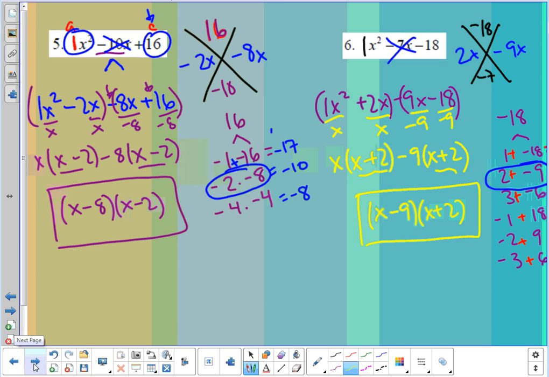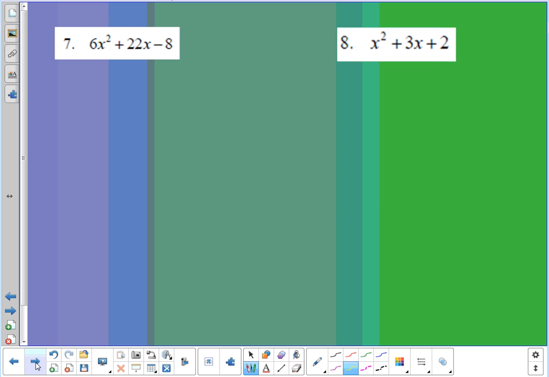All right, we're going to do a couple more, and then we're going to take a break and finish up the rest in the next video. So in number 7, I have 6x squared plus 22x minus 8. Now, this is one where I notice I can take a GCF of 2 out from everything. So that's what I'm going to start with. I'm going to divide everything by 2.